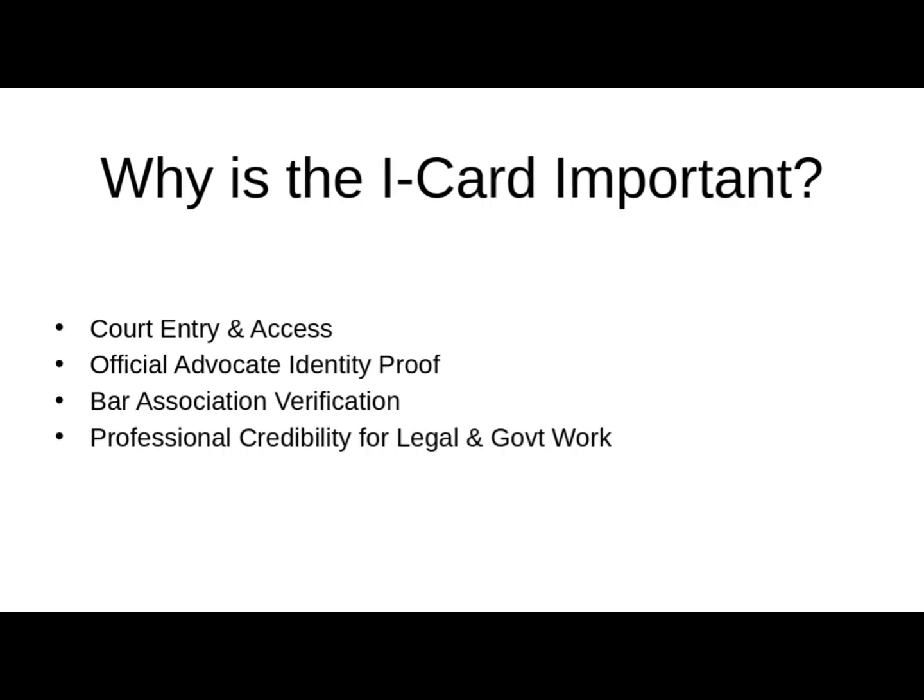Now, first of all, let's understand one basic point. Once you have completed your enrollment with the State Bar Council and subsequently received your COP, which is Certificate of Practice, you become eligible to apply for an Advocate I card. And this card is extremely important because it is required to enter the court premises. It also serves as an official proof of your identity as an advocate, and it is also useful for verification purposes within the bar association. It provides you with a professional identity for government related work or other legal matters.